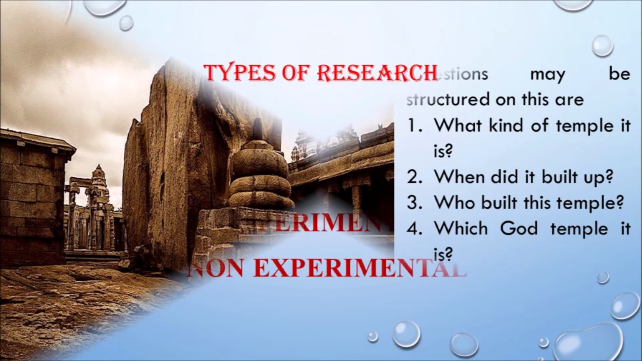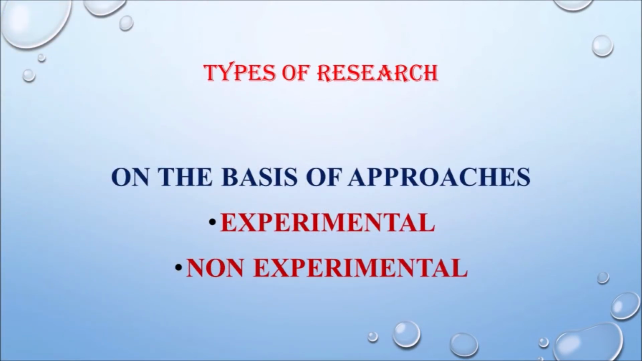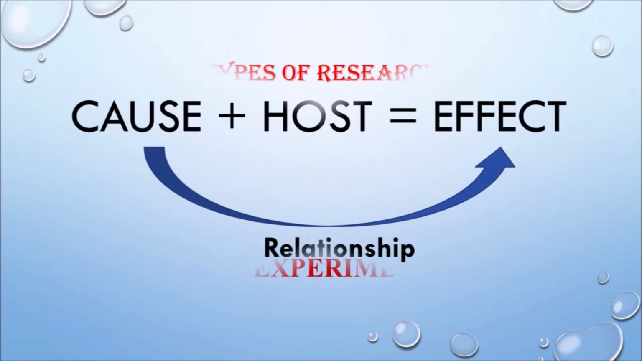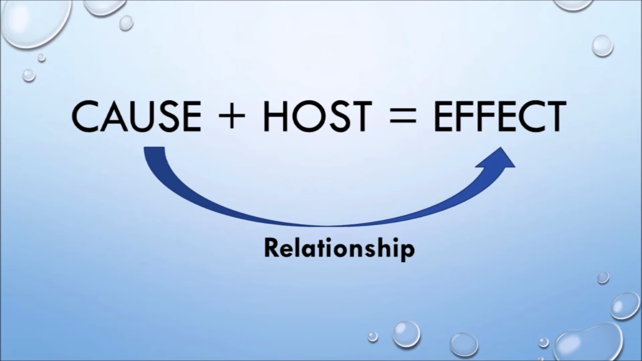The next kind of research may be drawn on the basis of its approach, that is, experimental and non-experimental. If the investigator studies the cause and effect relationship between two variables, that is, independent and dependent, then it is said to be experimental research. And in a study, if the independent variable is absent or there is only one variable, it is known as a non-experimental study.